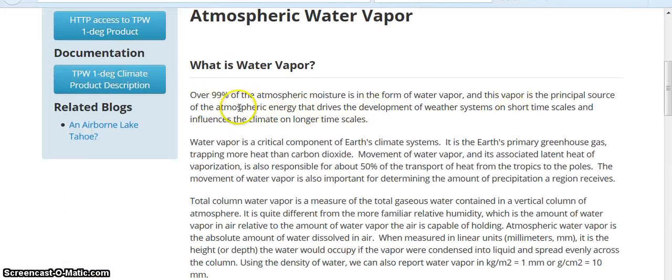What is water vapor? Over 99% of the atmospheric moisture is in the form of water vapor, and this vapor is the principal source of atmospheric energy that drives the development of weather systems on short time scales and influences the climate on longer time scales. Water vapor is a critical component of Earth's climate systems. It is the Earth's primary greenhouse gas, trapping more heat than carbon dioxide, which is only one of the other gases in the atmosphere. Movement of water vapor and its associated latent heat of vaporization is also responsible for about 50% of the transport of heat from the tropics to the poles. The movement of water vapor is also important for determining the amount of precipitation a region receives.